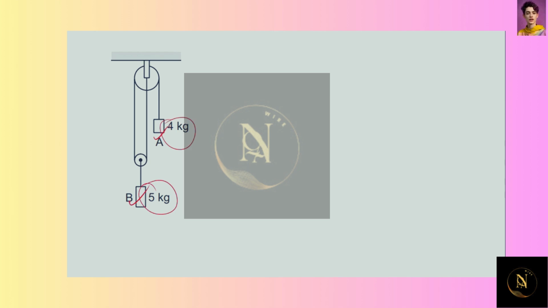Hello guys, here we are given two blocks A and B and their masses are 5 kg and 4 kg, and what we have to find out is the acceleration of each block. In order to find the acceleration of each block, first of all we need to make a free body diagram of each block and find out the net force on each block.